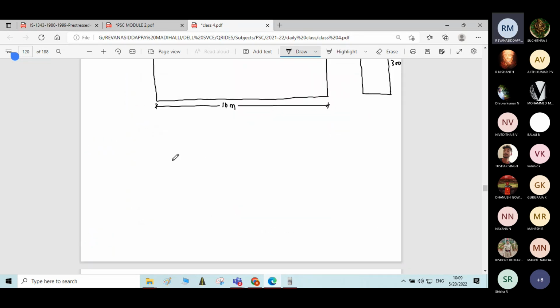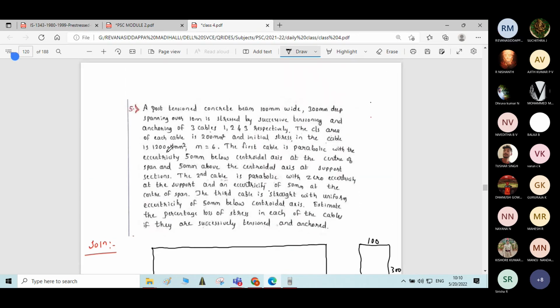Below I will write that. The cross-sectional area of each cable is given. There are 3 cables and they are stretched successively. Cross-sectional area of each cable is given as 200 mm square.